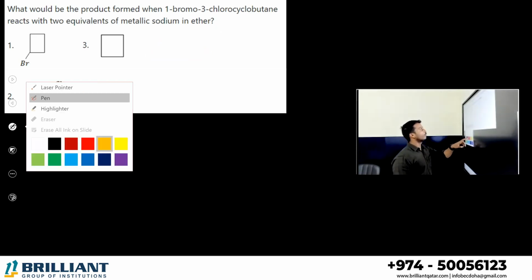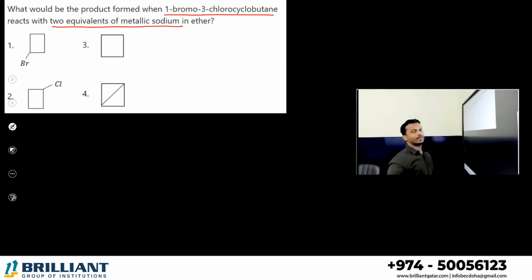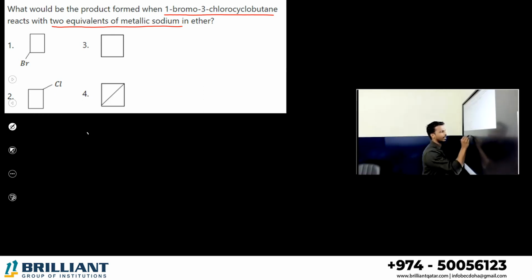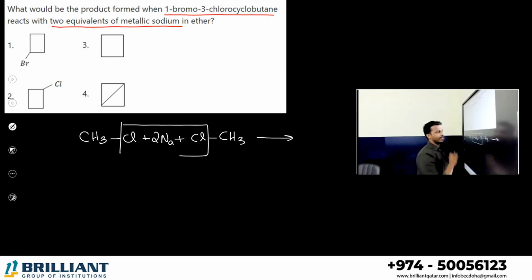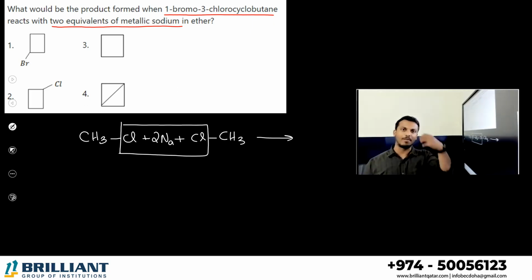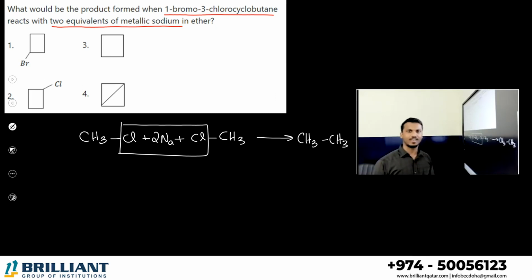Next. What would be the product formed when 1-bromo-3-chlorocyclobutane reacts with 2 equivalents of metallic sodium in dry ether? Wurtz reaction. Let me tell you a simple example for a normal Wurtz reaction. Let me take a methyl chloride, one more methyl chloride, and treat with 2 sodium metal. What will happen in dry ether? 2 sodium taking the 2 chlorine, eliminated as 2 NaCl. CH3 will combine together. CH3 single bond CH3, ethane is the product. This is what happened.